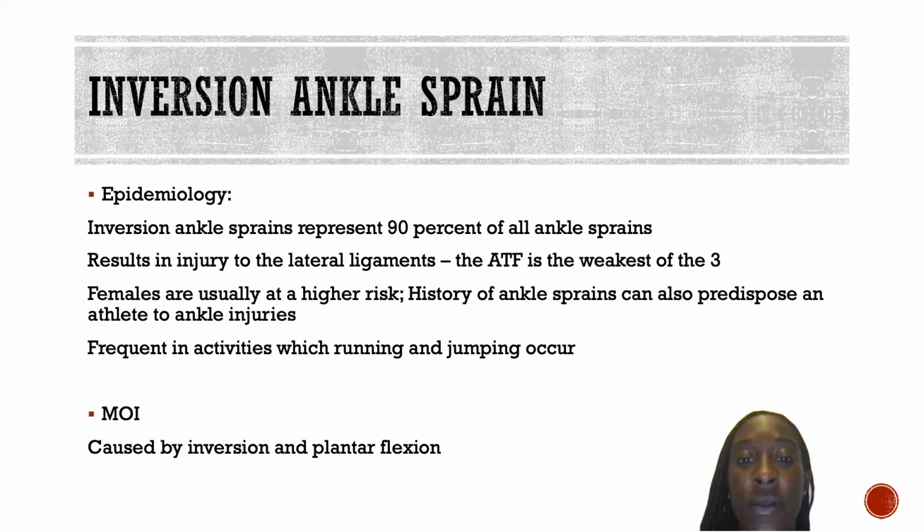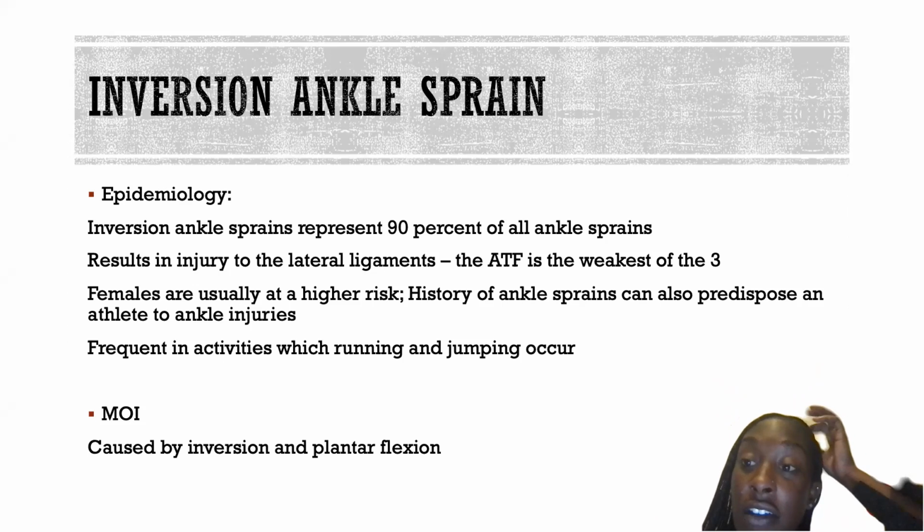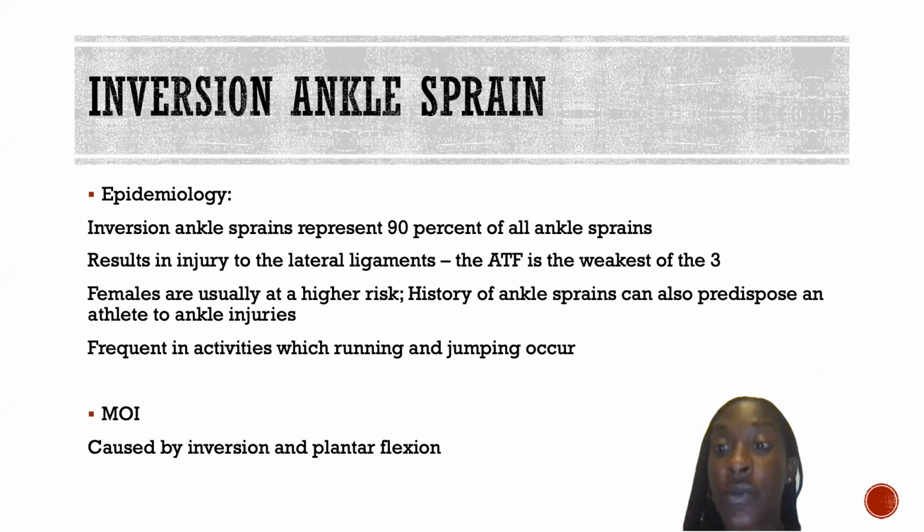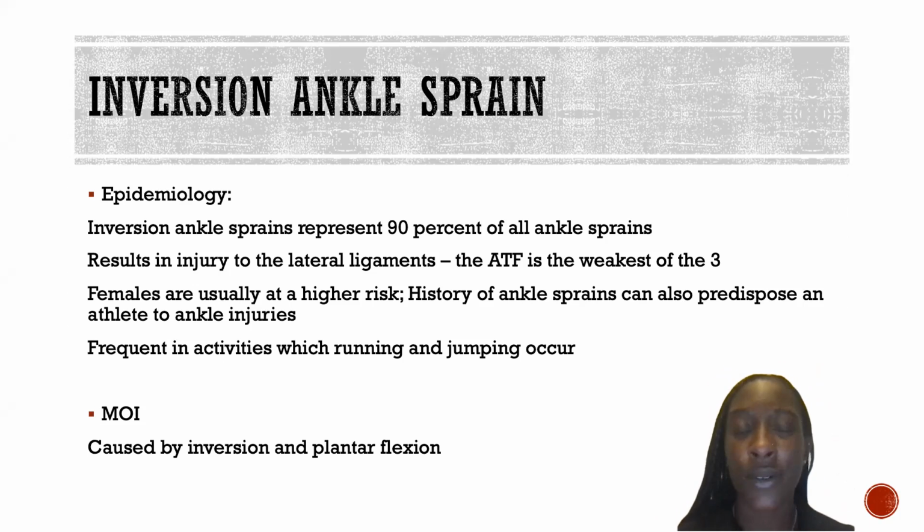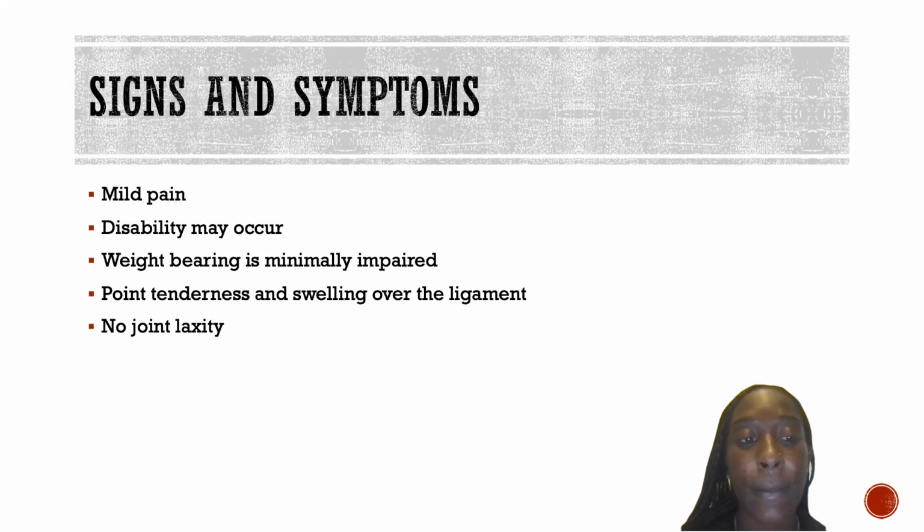Inversion ankle sprains represent about 90% of all ankle sprains. They result in injury to the lateral ligaments. Females are usually at a higher risk, and obviously, a recurrent history of ankle sprains is going to predispose an athlete to any ankle injuries. In activities where they're running and jumping, you're going to be more predisposed to inversion ankle sprains. Of course, the mechanism of injury is going to be inversion and plantar flexion.